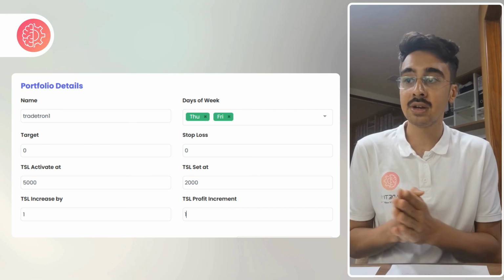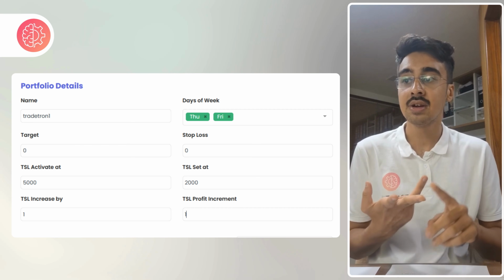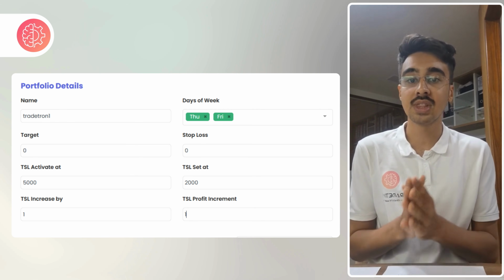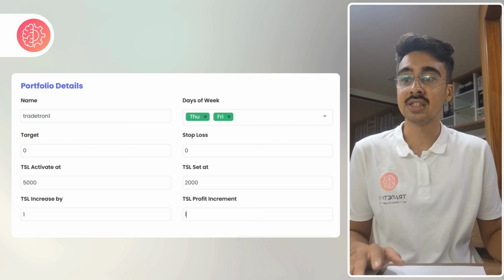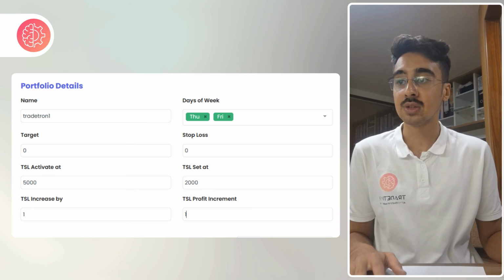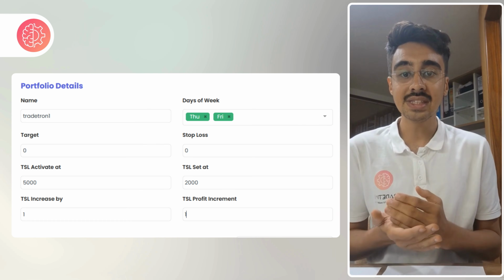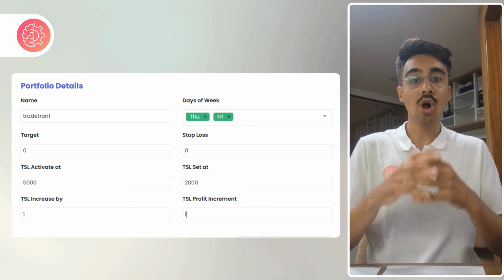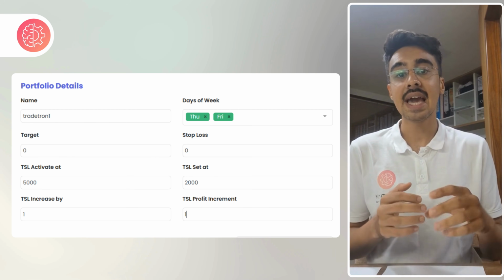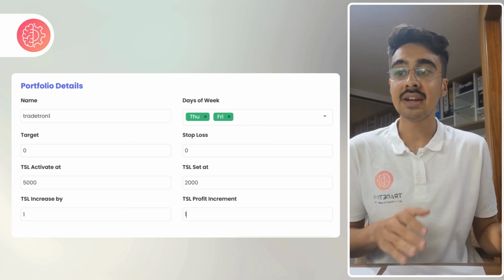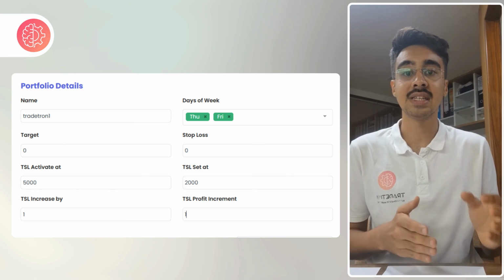Now in here there are multiple inputs: the TSL activate at, TSL set, TSL increase, and profit increment by. Now what happens with these inputs? So let's assume with numbers, I select my activate at as let's say 5,000, TSL set at as let's say 2,000, and increase TSL by 1 and increase profit by as 1. Now what is happening is that once 5,000 rupees of overall PNL is happening in all my deployments, the TSL will be activated. And when the TSL is activated, the TSL will be set at this point that you see as the TSL set at point.